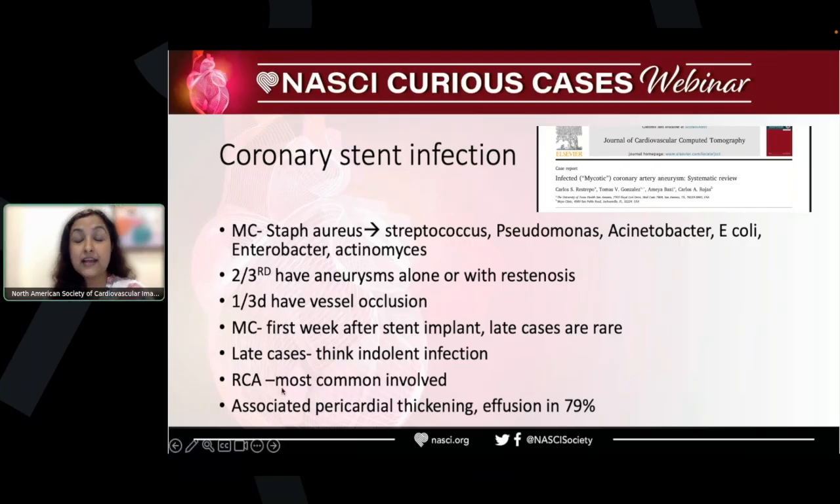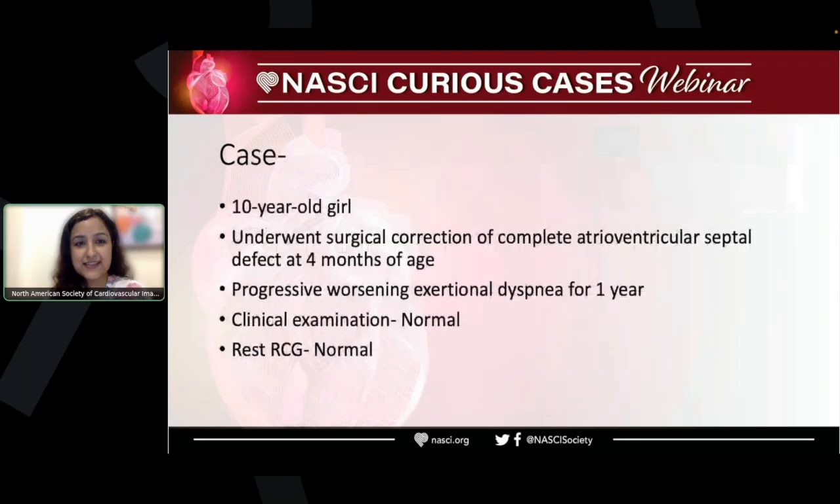The right coronary artery is again the most commonly involved artery. They say there could be things related to the hemodynamics within the artery, or the angulation, or its closeness to the adjoining pericardium. Associated pericardial thickening or effusion can occur in the majority of cases, up to 80%. In our patient also, there was associated pericardial effusion. So this was my first case of chronic persistent infection. With that, let's see the second case.